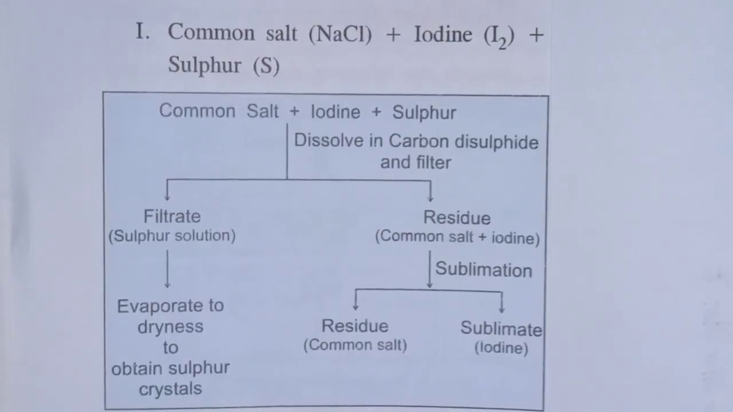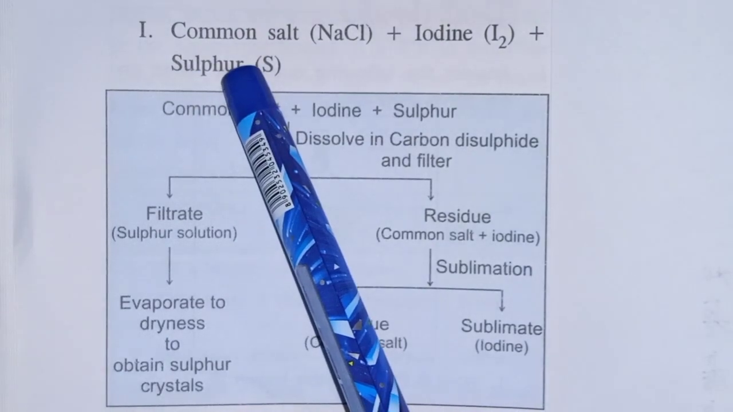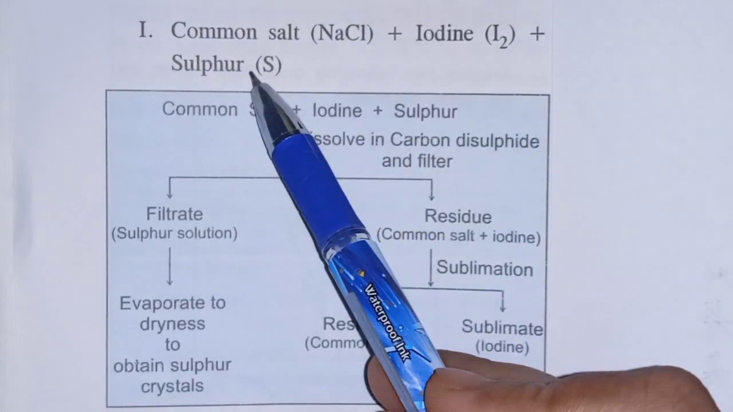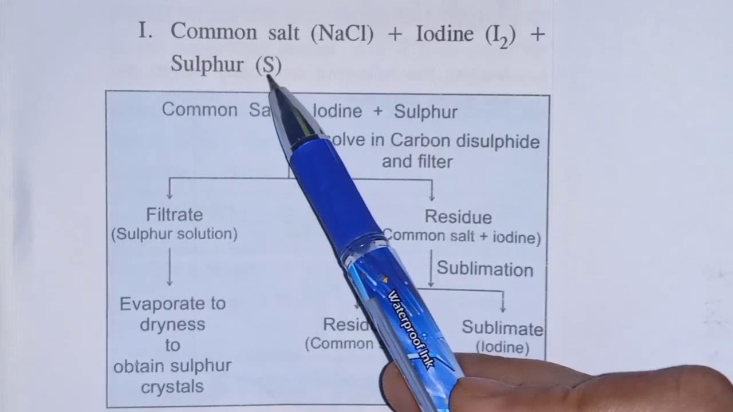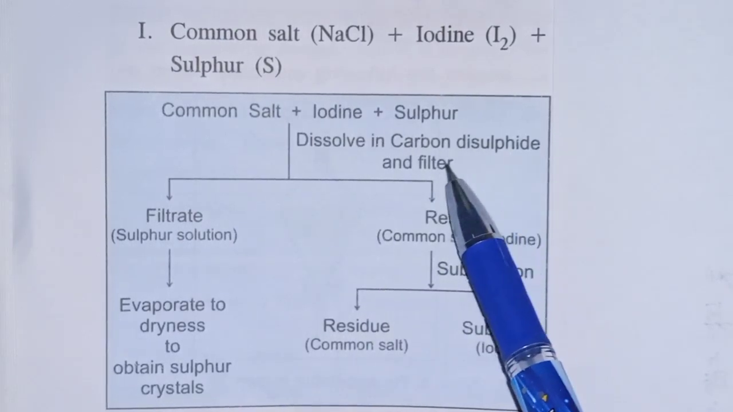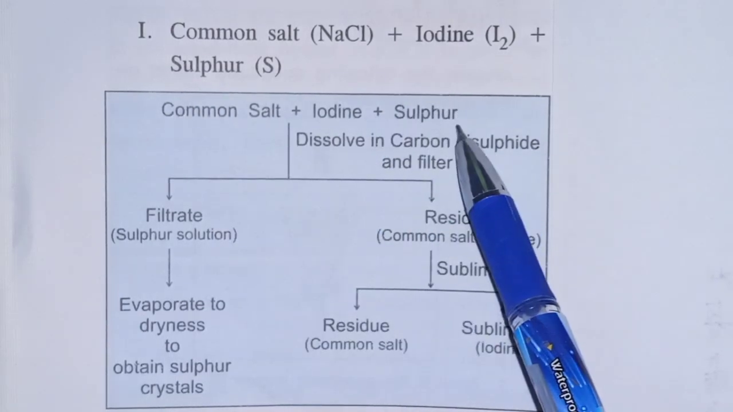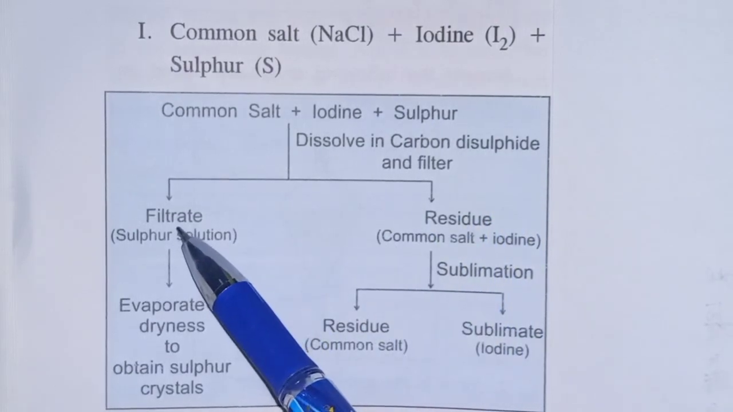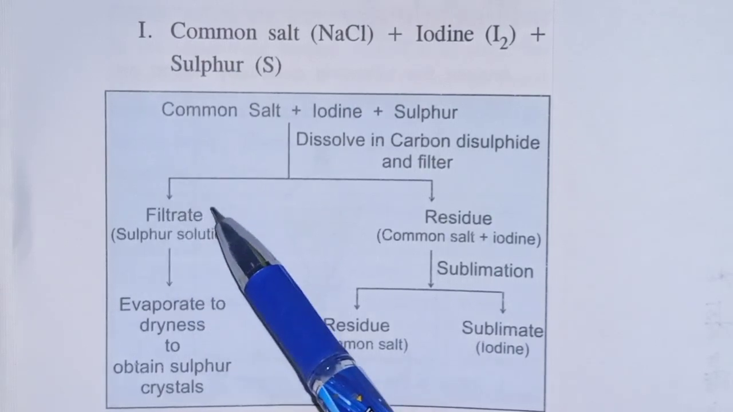Now children, see here, one systematic scheme is there in which we have taken one example of a mixture in which components are common salt, iodine and sulfur. What I have said, whenever sulfur is present in the mixture, what solvent will we use? We will use carbon disulfide. Okay, so we will dissolve this mixture in carbon disulfide. Only sulfur will get dissolved, and this is collected as filtrate. Okay, sulfur plus carbon disulfide is collected as filtrate.